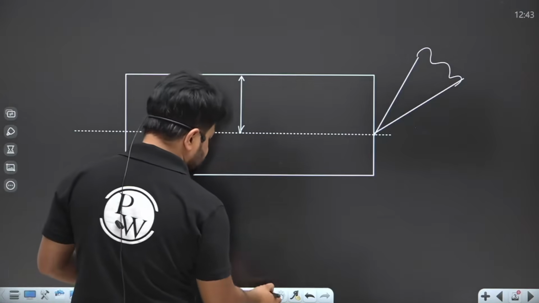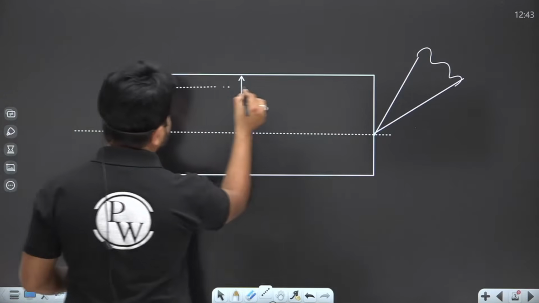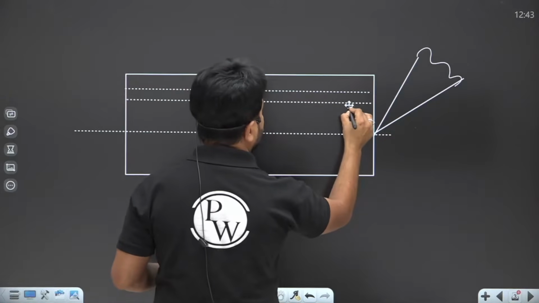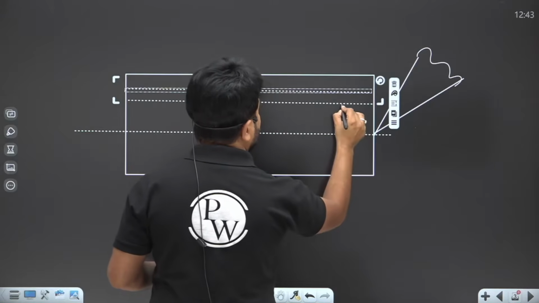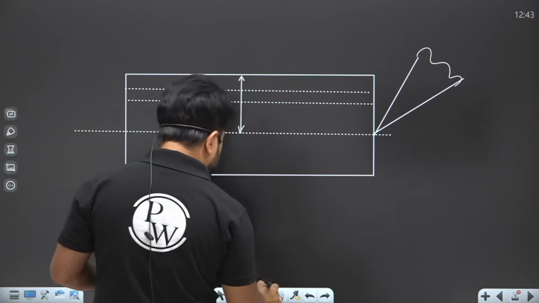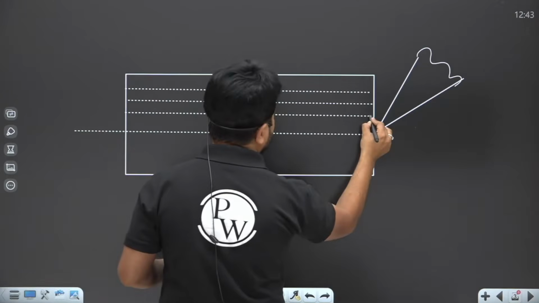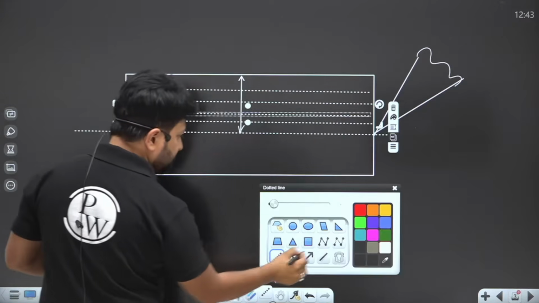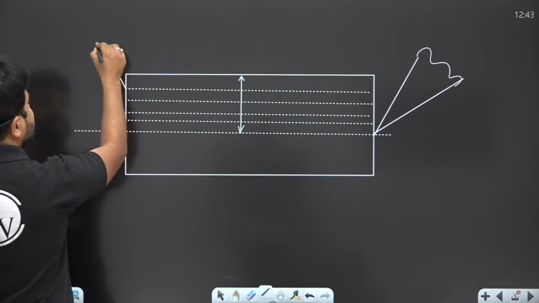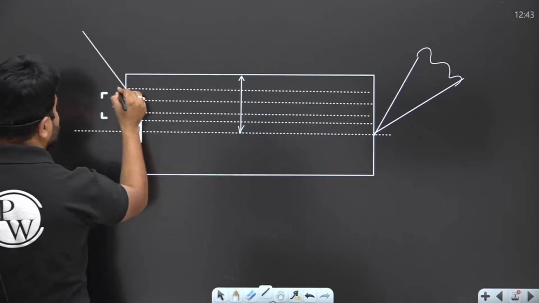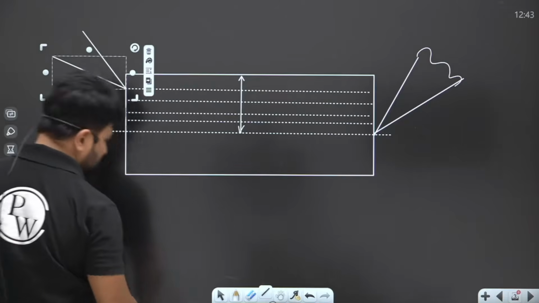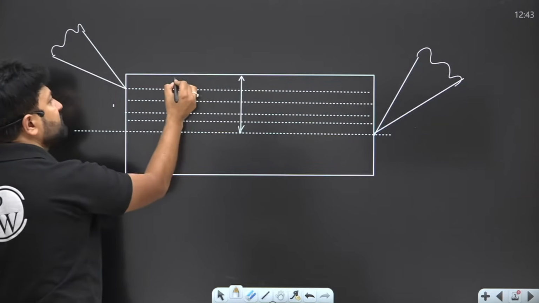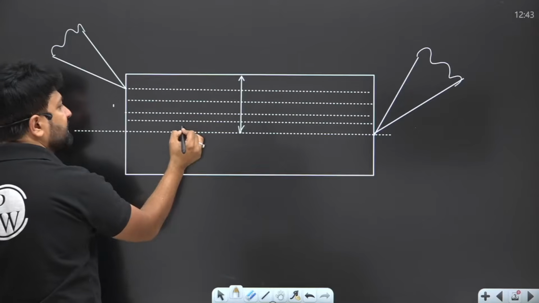The other process is in which we remove the excess material layer by layer. See here, I am going to remove that excess material with the help of the tool, layer by layer. First I am going to remove that layer, then that layer, then that, and finally this.